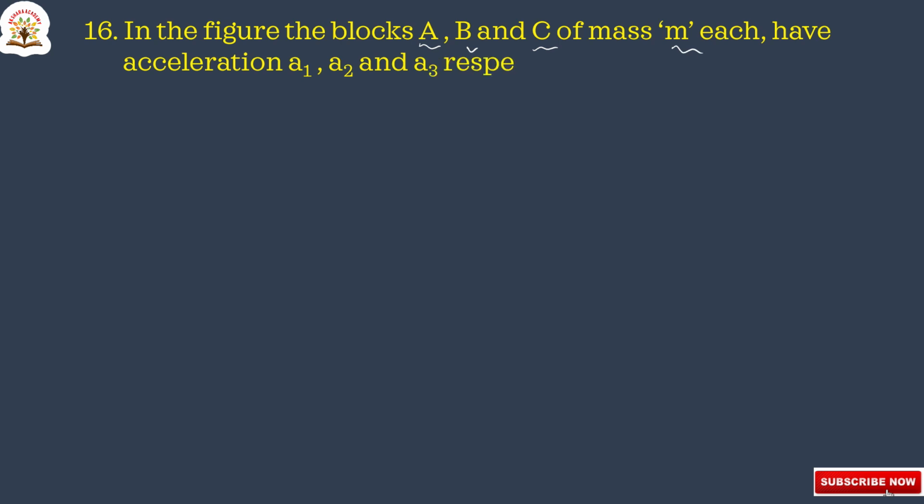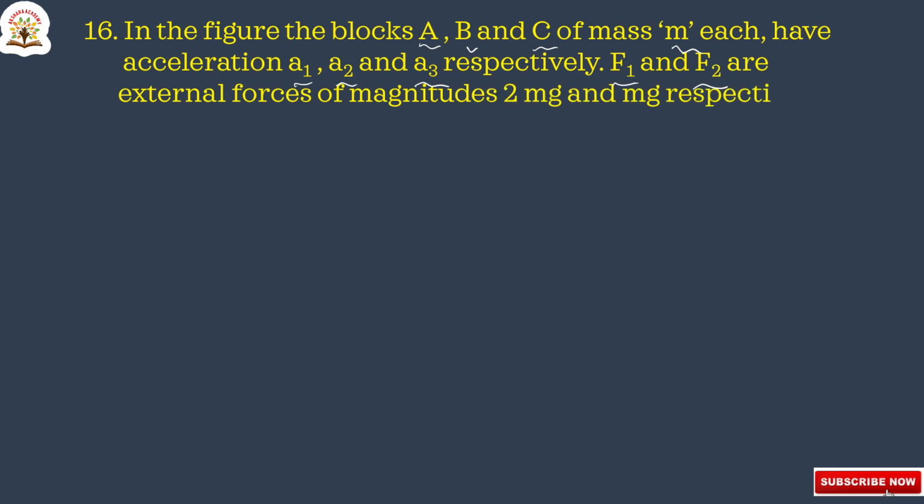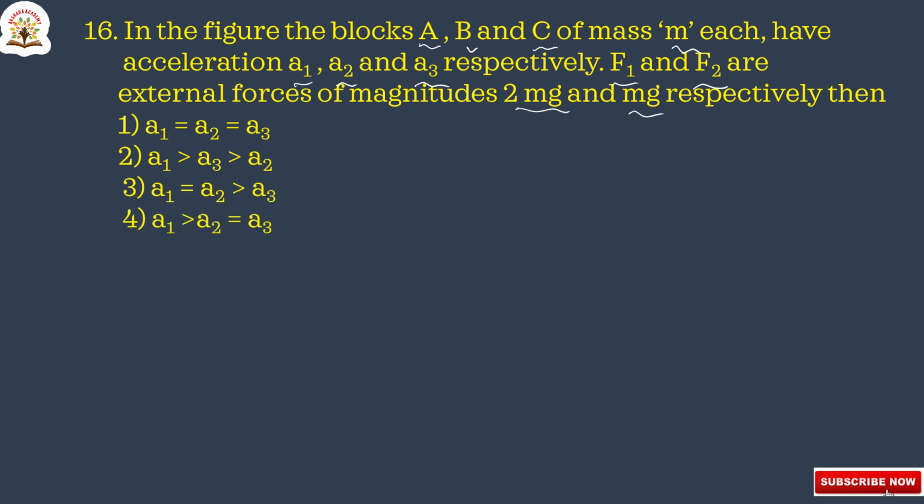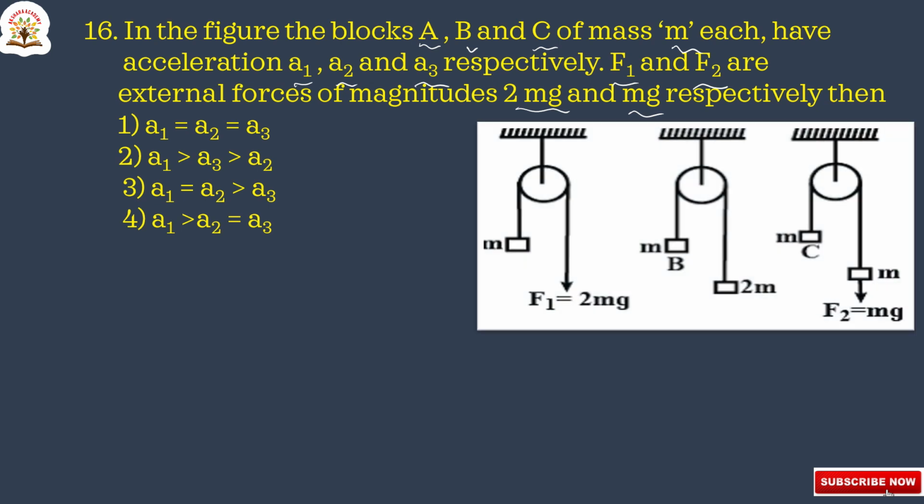In this figure, the blocks A, B and C of mass m each have accelerations a1, a2 and a3 respectively. Here F1 and F2 are external forces of magnitudes 2 mg and mg respectively. Then here they given four options, which one is correct we have to calculate. See this figure. Here in this figure, three blocks are having mass m and accelerations are a1, a2 and a3. We have to calculate the relation between accelerations a1, a2 and a3. Now let us go to the solution.